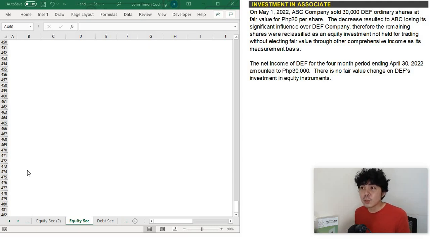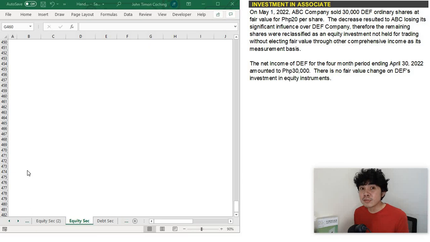So, sabi, in 2022, binenta ni ABC Company yung investment niya in DEF ordinary shares equal to 30,000 ordinary shares. So, ilang shares ba ang investment ni ABC Company kay DEF Company? Yun ay 100,000 shares. So, bakit 100,000 shares? Kasi, initially, meron tayong 20,000 shares. Yun yung una nating acquisition. Tapos, nagkaroon tayo ng additional purchase, which is yung additional 15% at yun naman ay equal to 30,000 shares.